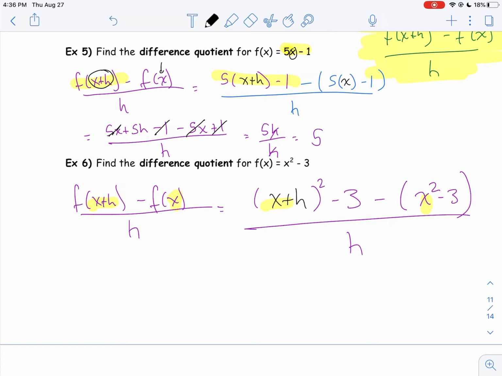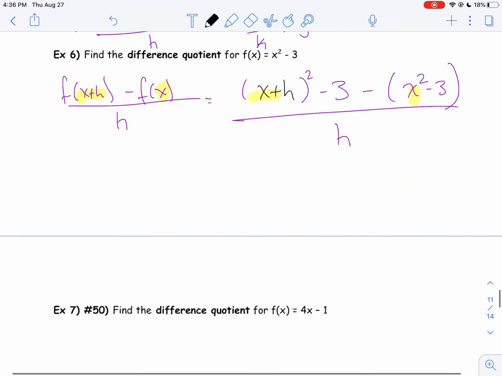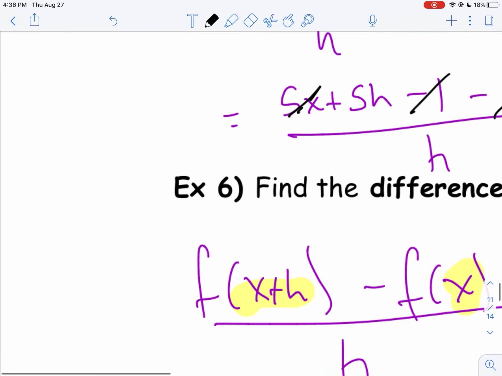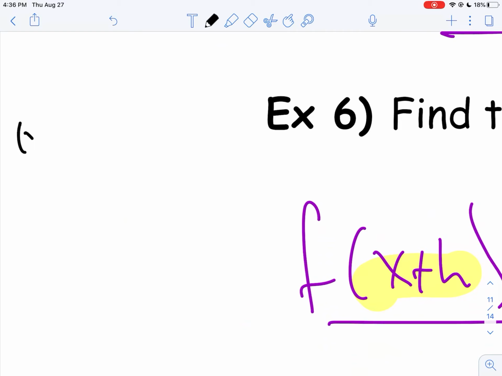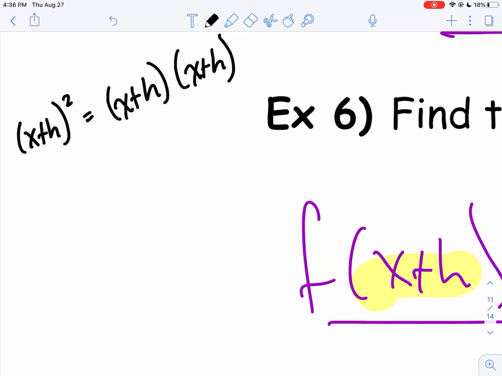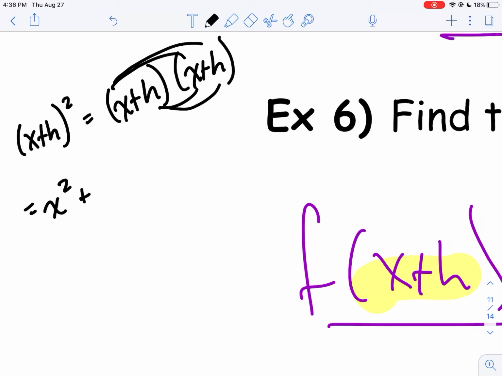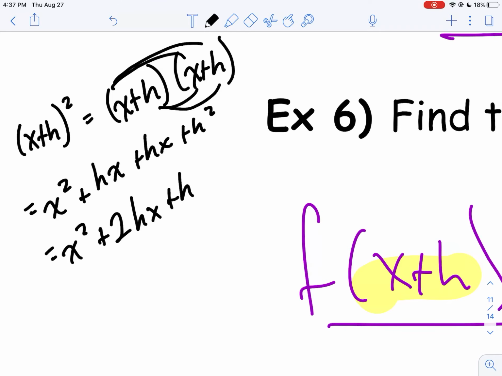Okay. Let's go off to the side here. I want to do x plus h squared off to the side. What that really means is take x plus h times x plus h, which means we have to distribute the x to both terms, distribute the h to both terms. So that gives me x squared plus hx plus hx plus h squared, which simplifies to x squared plus 2hx plus h squared.